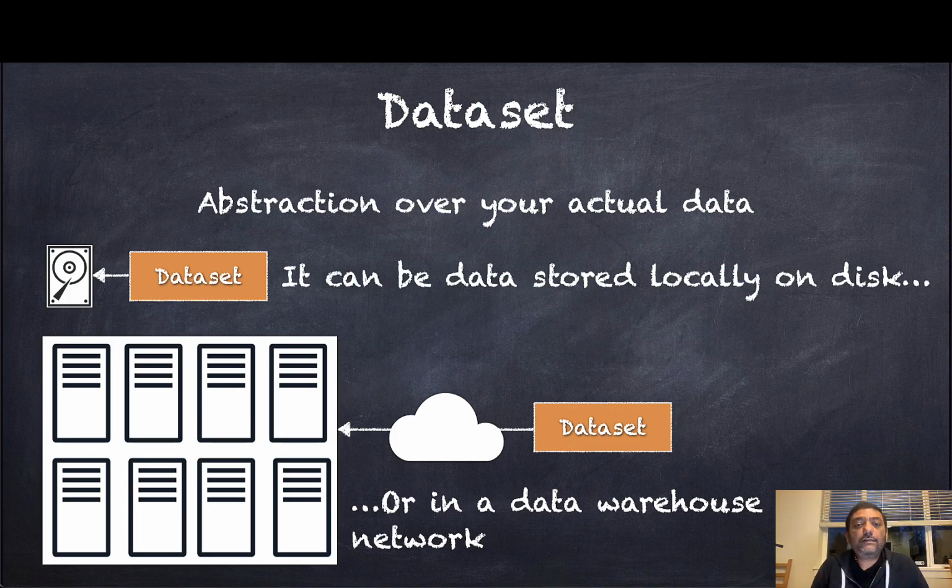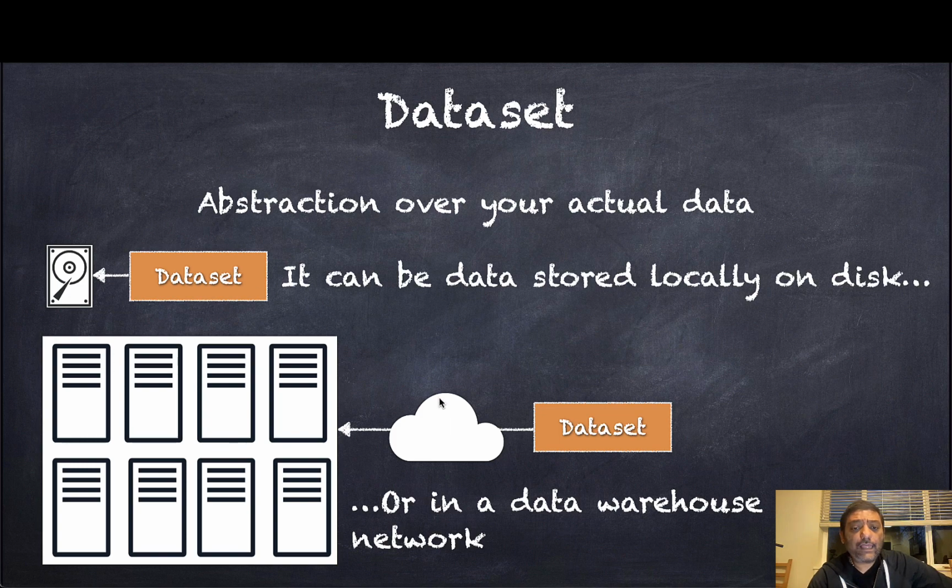So let's start with the dataset. A dataset is really an abstraction over your actual data. What do I mean by that? Your data could be living on your local disk, and your dataset will represent your entire data that's living on the local disk. So when your model wants to access the data from your disk, it will ask the dataset to get the data.